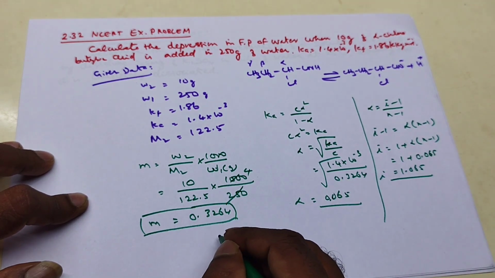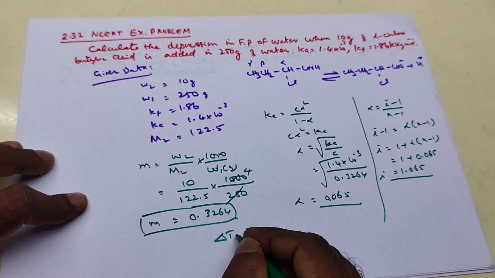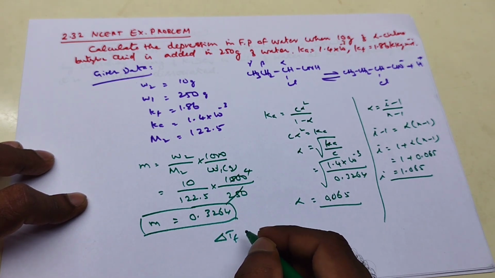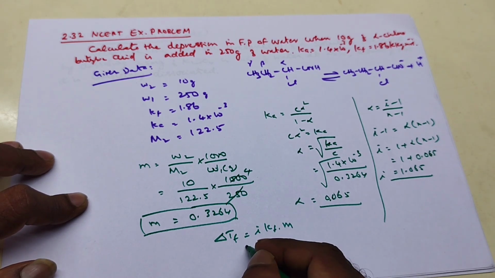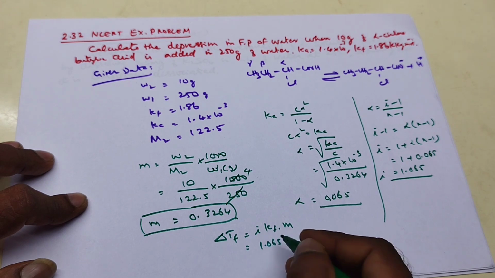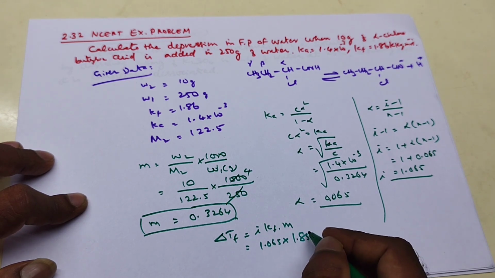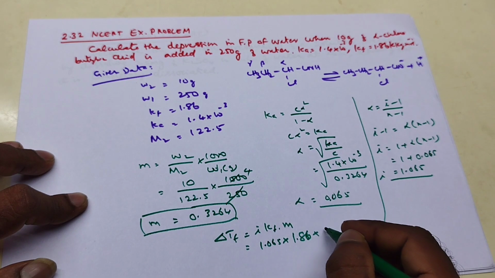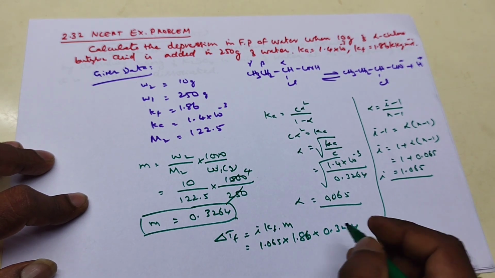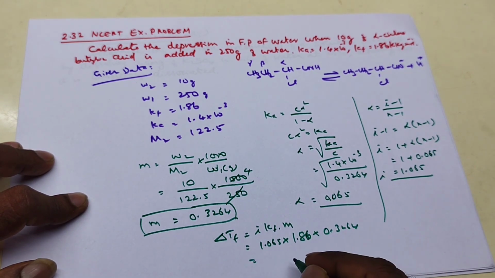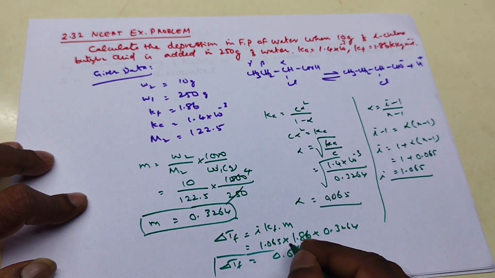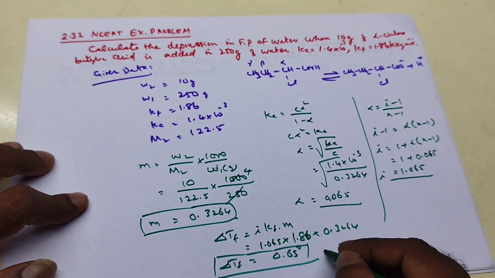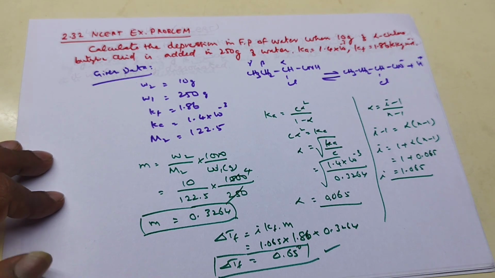You want to use the formula delta T. Here they are talking about depression in freezing point. So delta Tf is equal to i into Kf into m. i is 1.065, into Kf which is 1.86, into molality which is already 0.3264. If we multiply these three values, we are getting 0.65 degree centigrade. That is the depression in freezing point, or the difference in the freezing point of the pure solvent and the solution. This is the answer for this case.